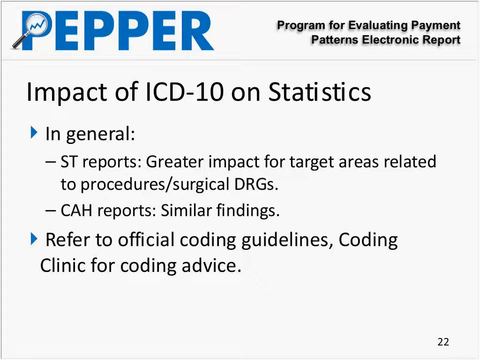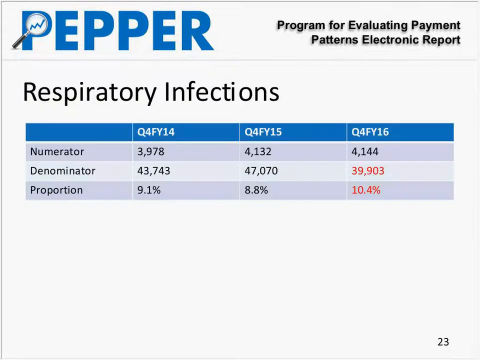And similarly, in critical access hospitals, we have the same similar findings. Of course, if you have questions about coding, you would need to refer to the official coding guidelines and coding clinic. I have included here on a few of these slides some of the high-level information. So for respiratory infections, for example, you can see not really much change in the numerator, but we had a decrease in the denominator. So the proportion, this is at a national level, the national average did increase for this particular target area.